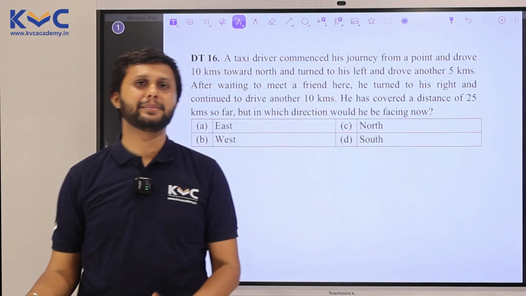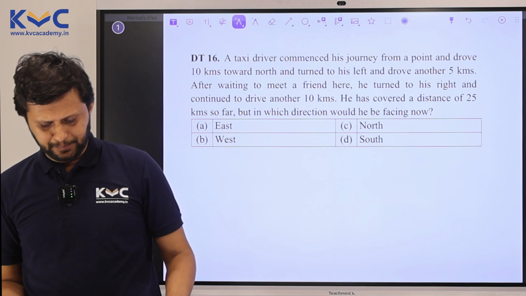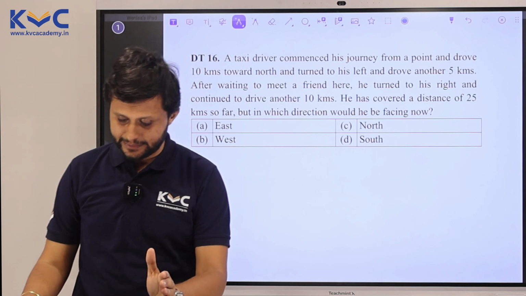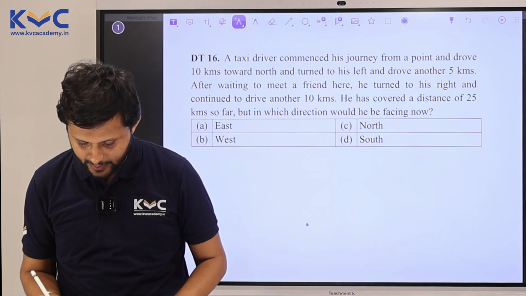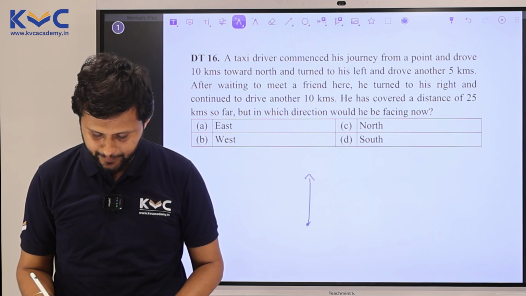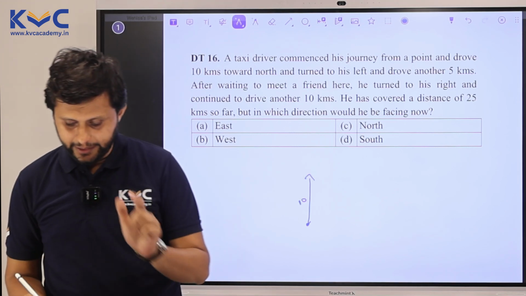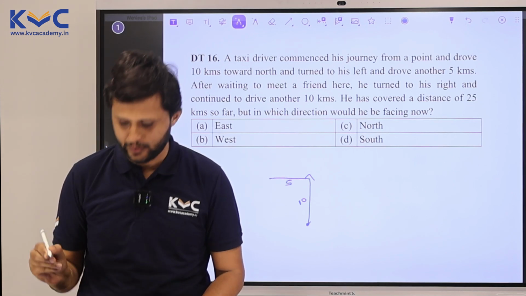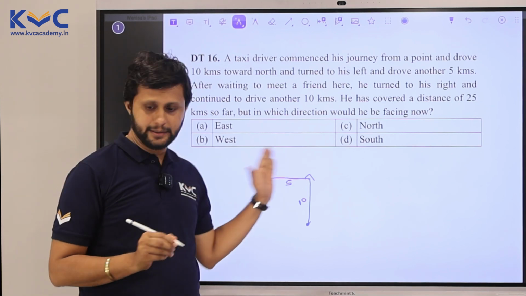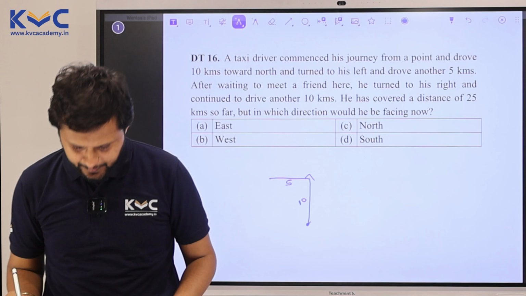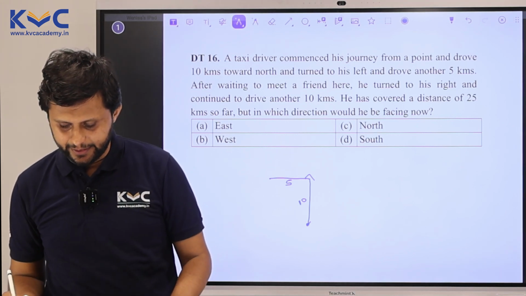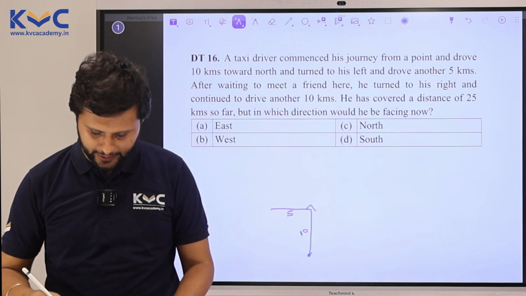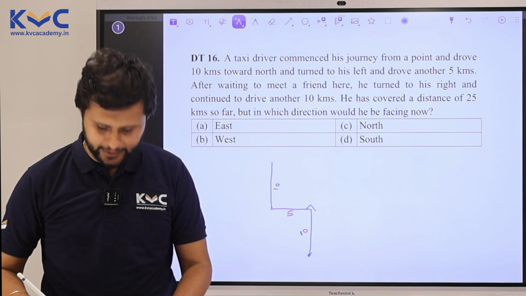Next, moving on to question number 16. A taxi driver commenced his journey from a point and drove 10 kilometers towards north. So there is a point 10 kilometers towards north, and he turned to his left and drove another 5 kilometers. Let's take 5 kilometers off the line, 10 and then 5 kilometers. After waiting to meet a friend here, he turned to his right and continued to drive for another 10 kilometers. Another 10 kilometers to his right.